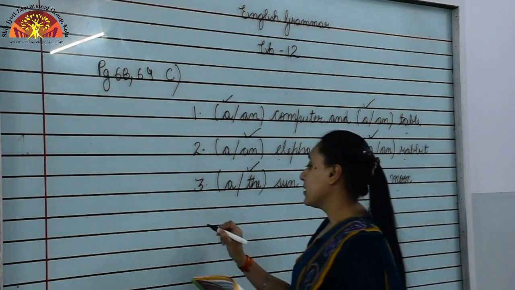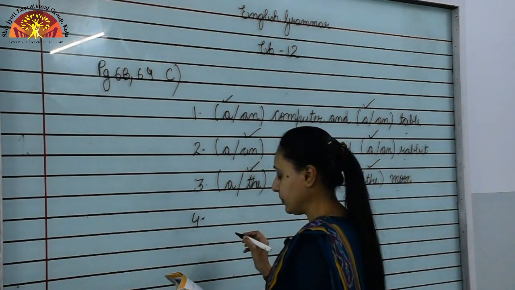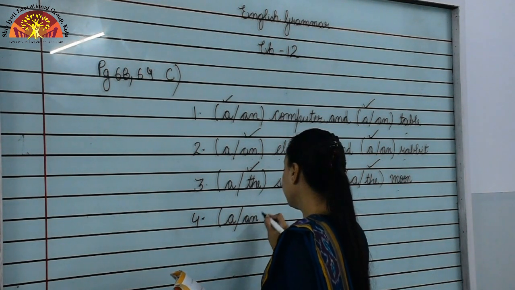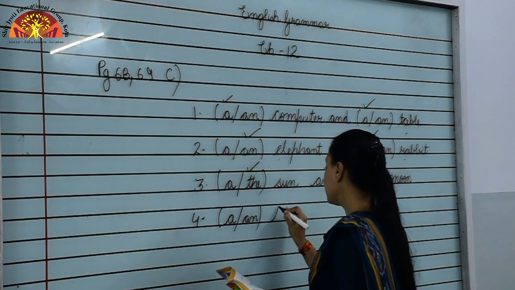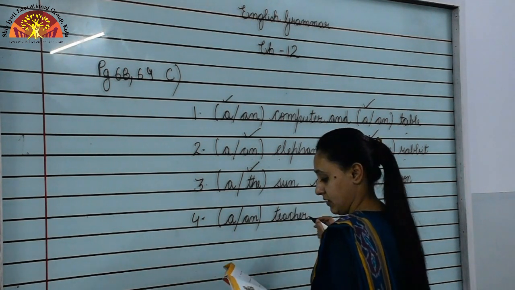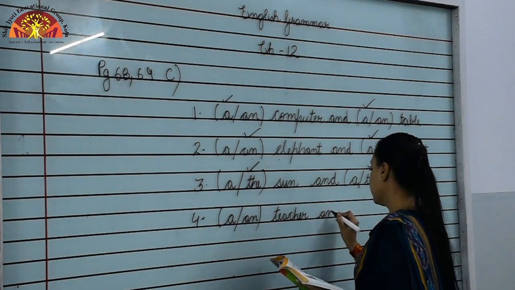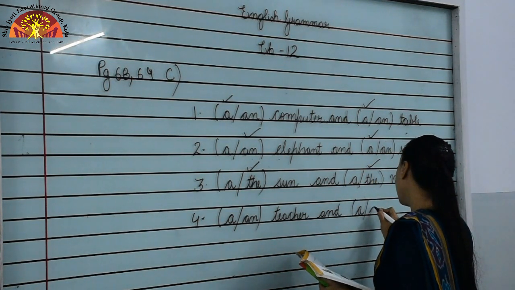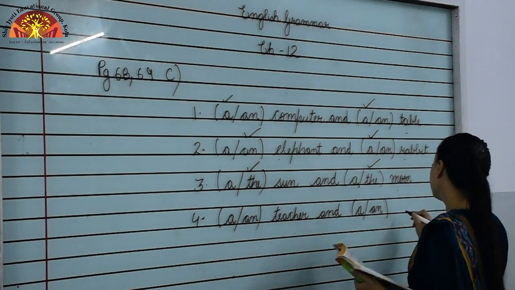Okay. Now number 4, options are a, an, teacher, and a or an, student.